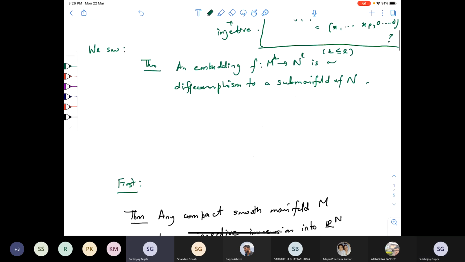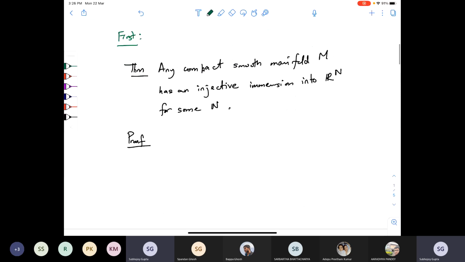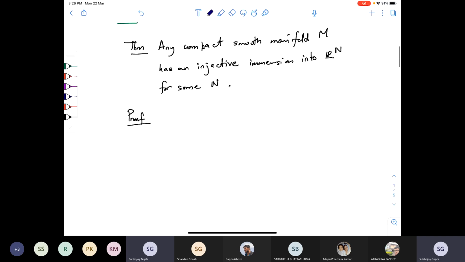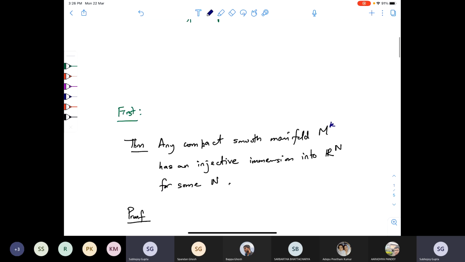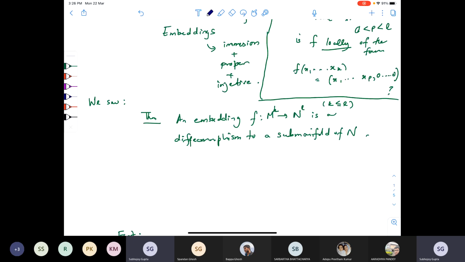So today the first thing that I wanted to talk about is this theorem, which is that any smooth manifold, let's call it k-dimensional, has an injective immersion into R^n for some n. Okay, we want to get to an embedding, but the first step is that there is some injective immersion into some Euclidean space. By the way, I'm assuming compact here, I should have mentioned that somewhere.